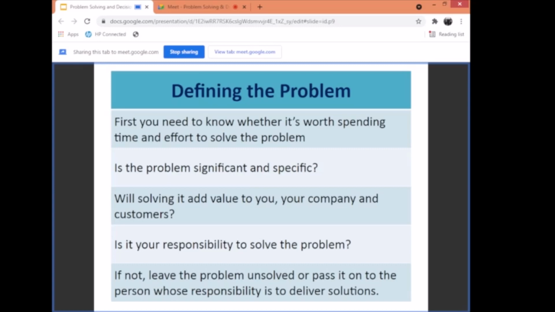So is the problem significant and specific? Significant, is it important? Is it an urgent one, or is it an important one? If not, then you're just wasting your time. Will solving it add value to you, your company, and customer? It should be value adding. Any initiative that you are trying to do or propose should add value.